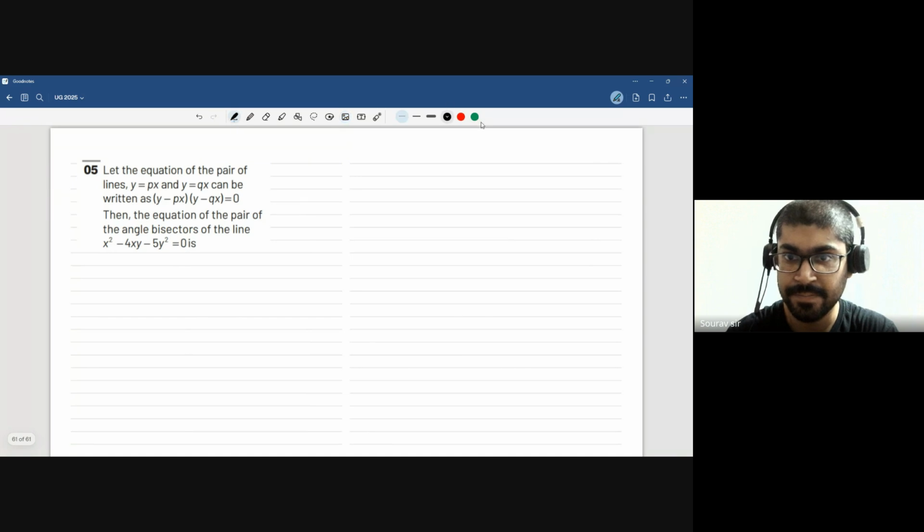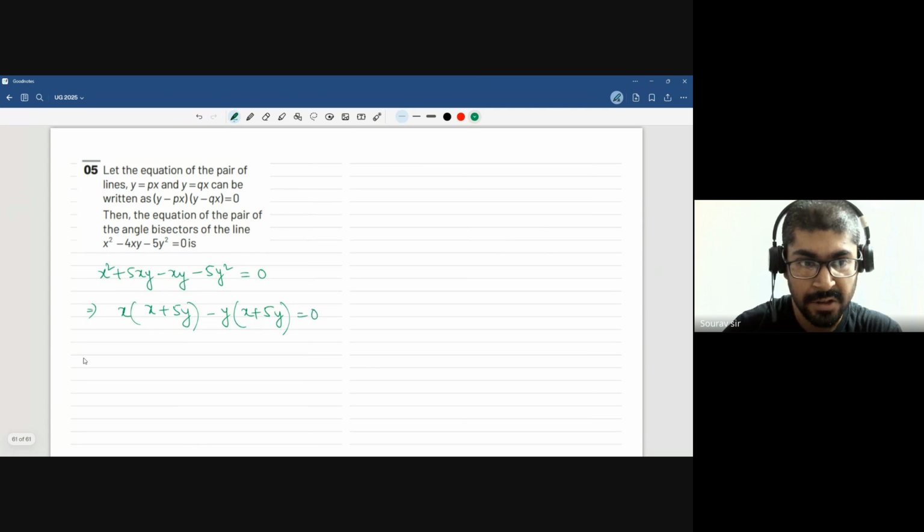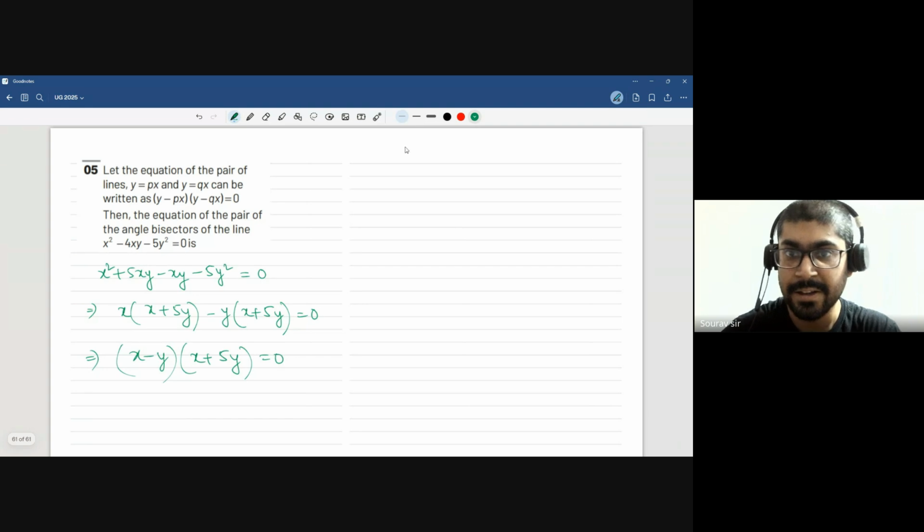Let us check. So this is x square plus 5xy minus xy minus 5y square is equal to 0. Right? So this would mean x common, x plus 5y minus y common, x plus 5y is equal to 0. This would mean x minus y and x plus 5y is equal to 0. That means these are the two lines that you are checking, right?